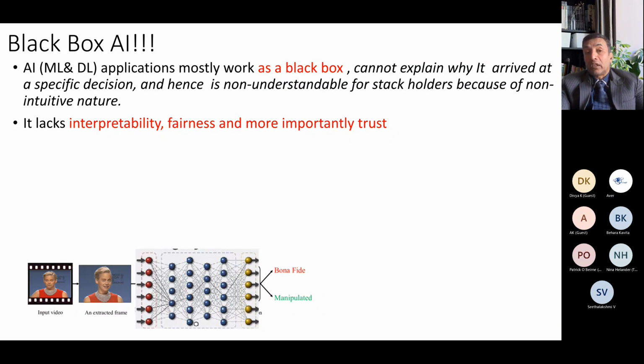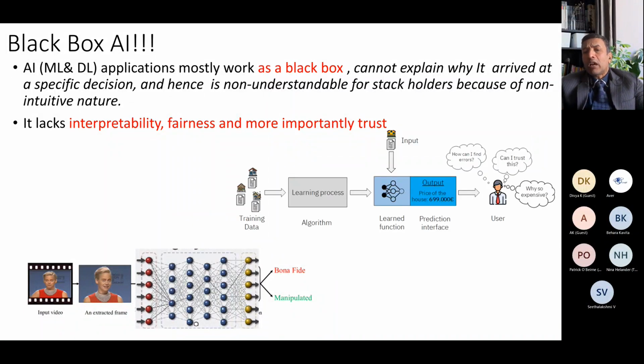What is the basis of this research? It lacks interpretability, it lacks fairness, and most importantly, trust. Because we just believe, okay, this is the accuracy of the model, that's why it is giving us this result. But we don't know why it is giving us this result. For example, suppose you are using a credit card application and it has been rejected. You might say, my application has been rejected, but I don't know why.